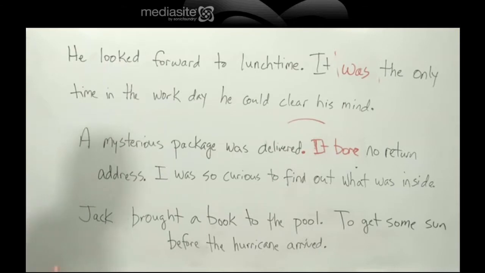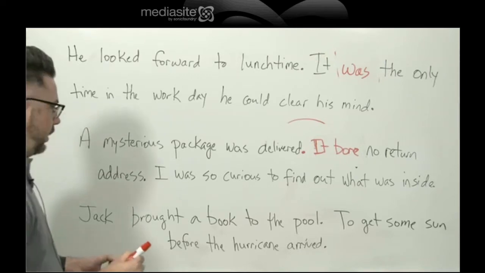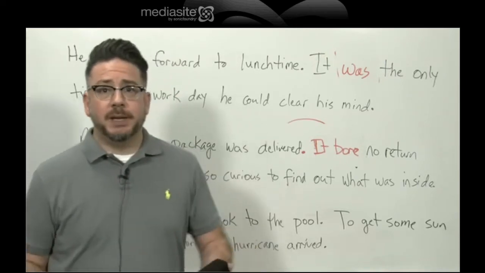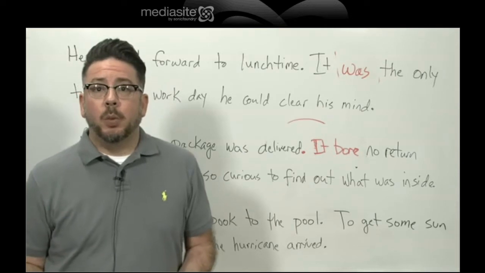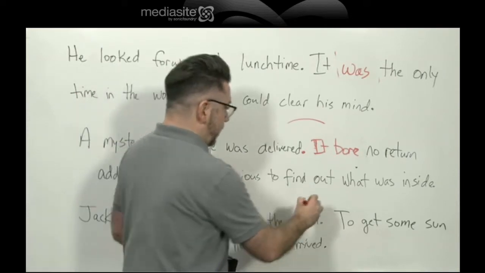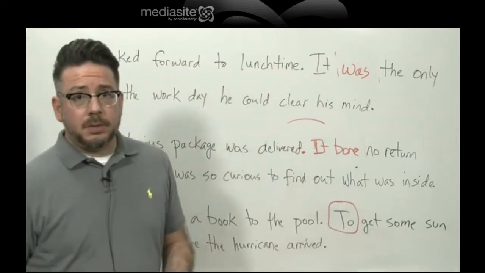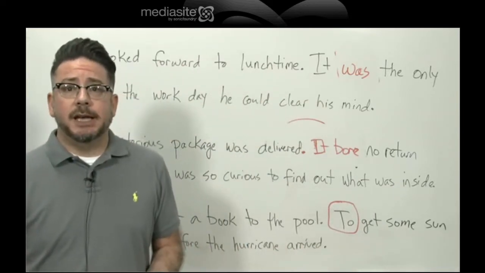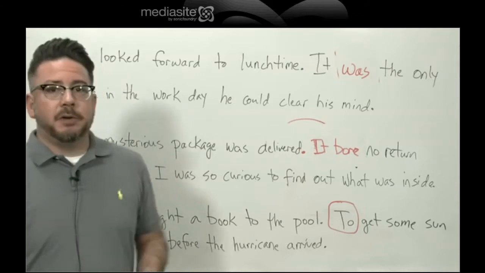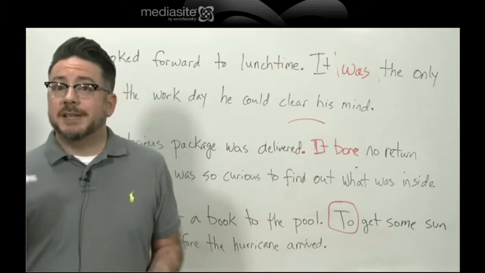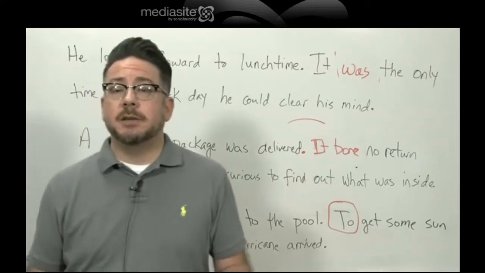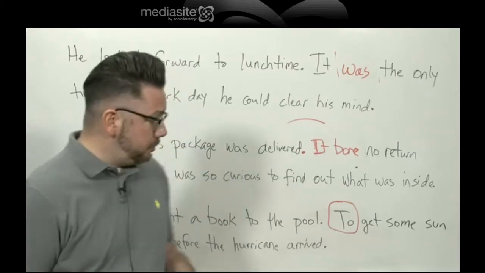One more example. Jack brought a book to the pool to get some sun before the hurricane arrived. So where is the fragment here? Well, a clue is anytime a sentence begins with the word to. That can often result in a fragment. To get some sun before the hurricane arrived. When I say it by itself, you can tell that it's not a complete thought on its own.